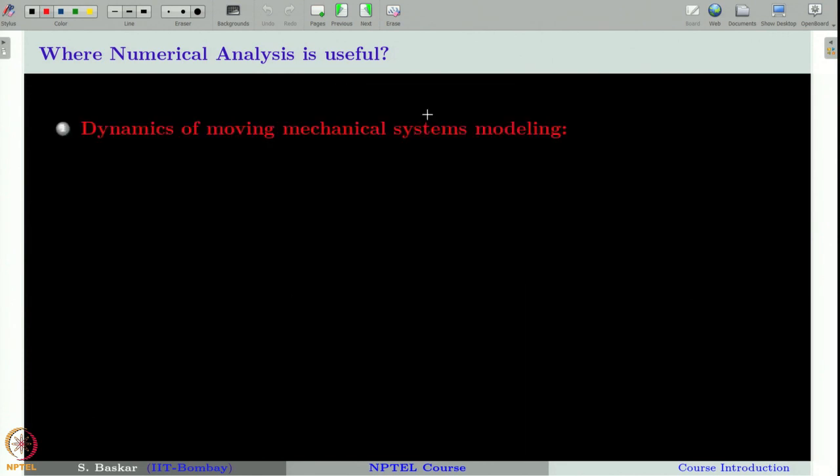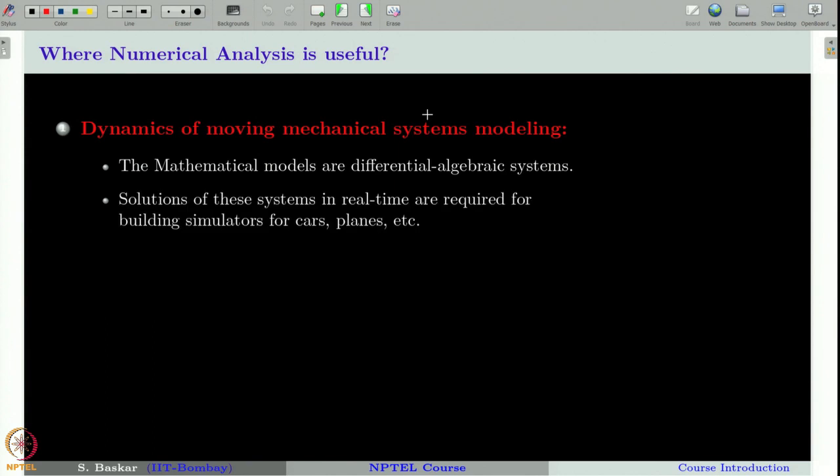There are various problems in applications that are quite difficult to solve exactly. Let me list very few here. First is the dynamics of moving mechanical systems. In this, the mathematical models are generally systems of differential and algebraic equations, and the solutions of these systems in real time are required for building simulators for cars, planes, etc.